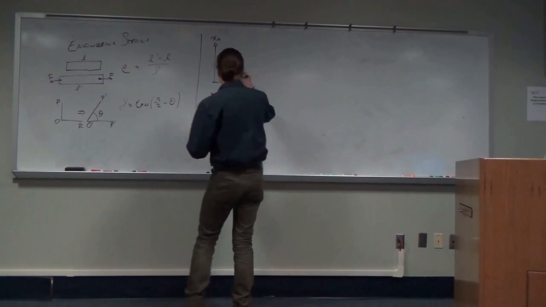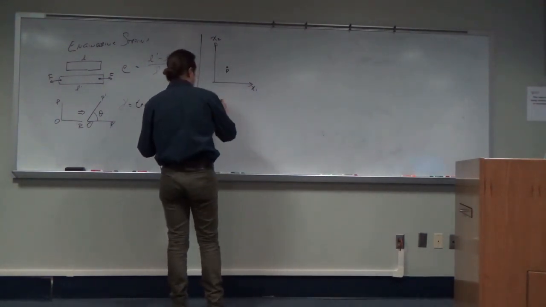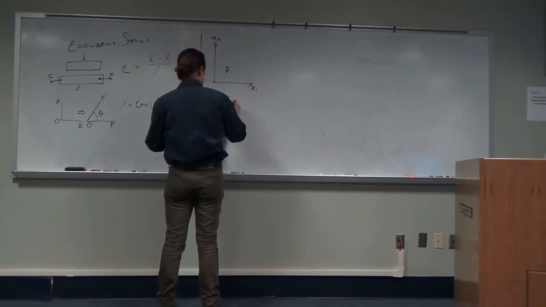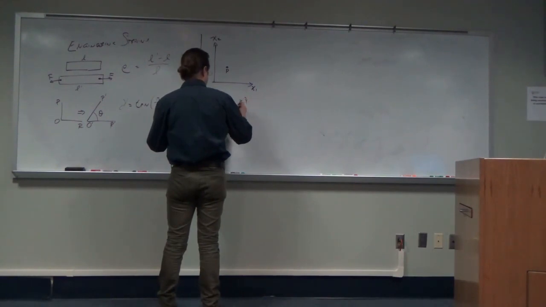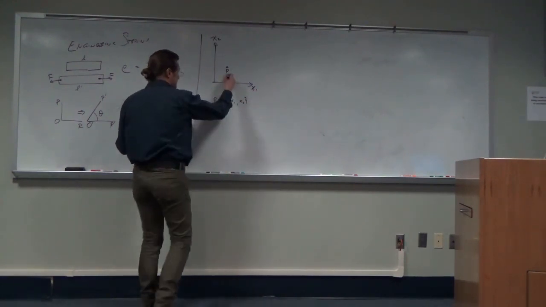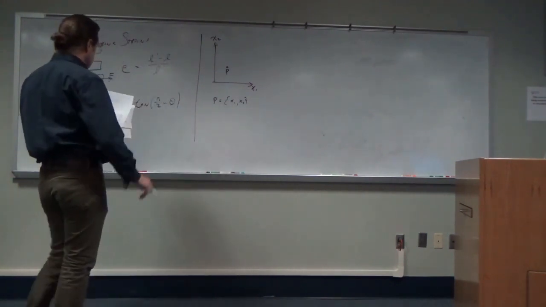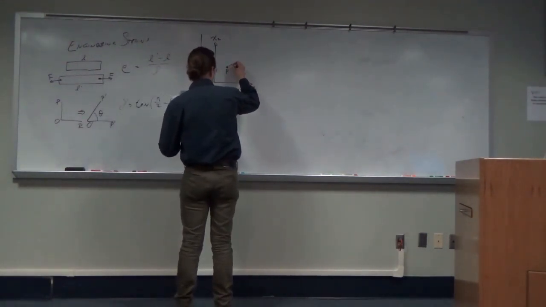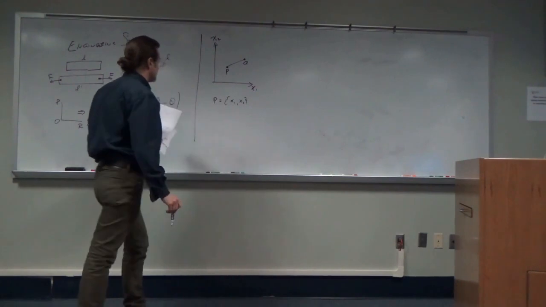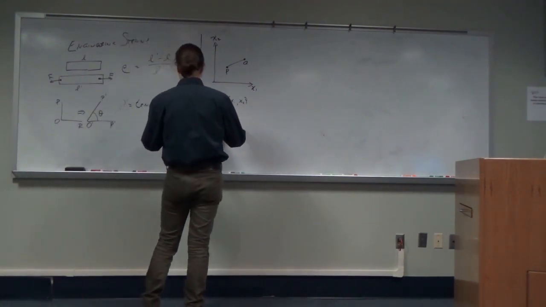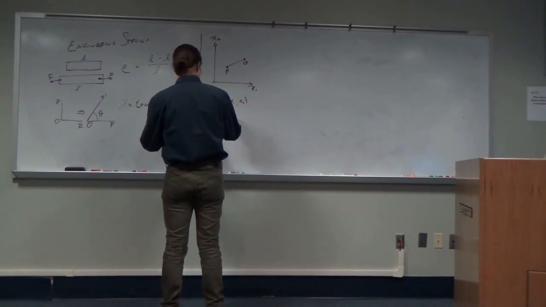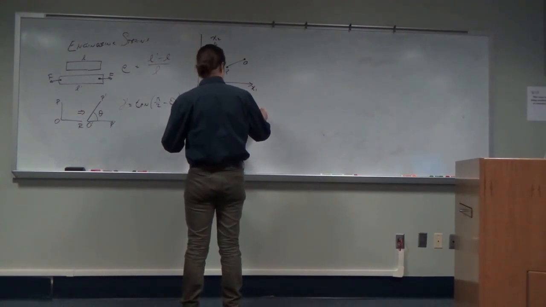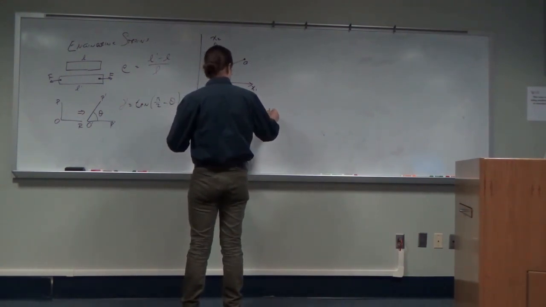And in that, I want to have some point P, and P is going to be at x1, x2, and I want to have a point Q, which is infinitesimally close to point P. It doesn't look like it here, but Q is going to be defined as x1 plus dx1, x2 plus dx2.